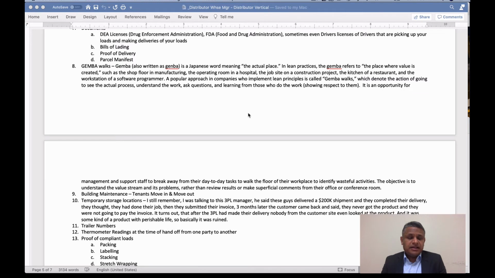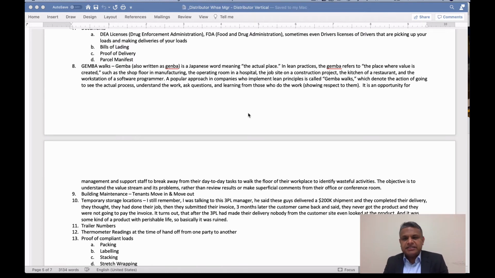I mean, if you have a really large DC and you want to make sure that people are working optimally, performing all these different functions, right? Picking, packing, loading, all that is done in an optimal fashion, right? So, Gemba is basically, go to that place and understand the process thoroughly instead of sitting in the office and making superficial comments. Right? Gemba is a Japanese word meaning the actual place, right?